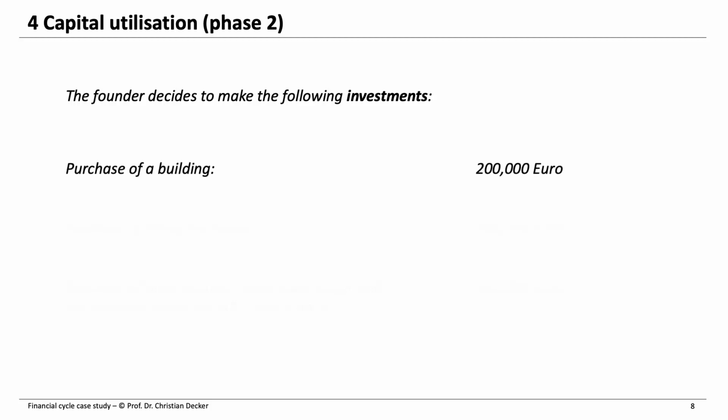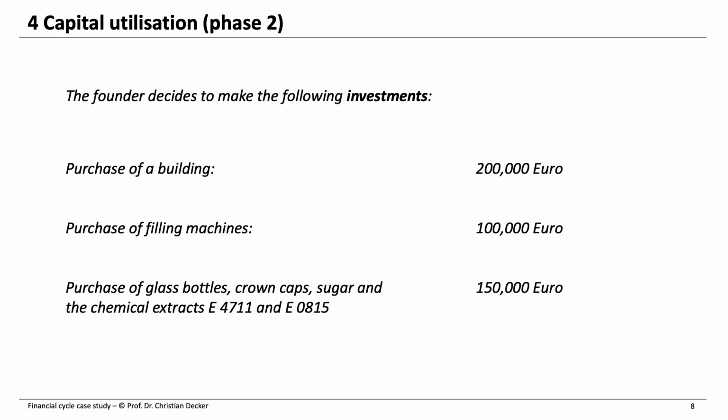Let us now look at the implementation in the case study. The founder decides to make the following investments: the purchase of a building for 200,000 euros, the purchase of filling machines for 100,000 euros, the purchase of glass bottles, crown caps, sugar, and the chemical extracts E4711 and E0815 for a total of 150,000 euros.